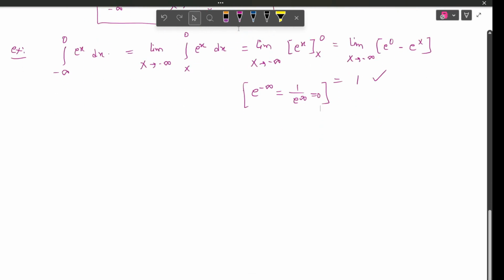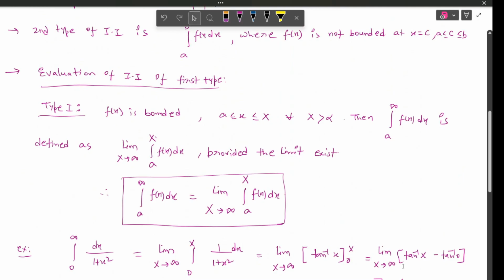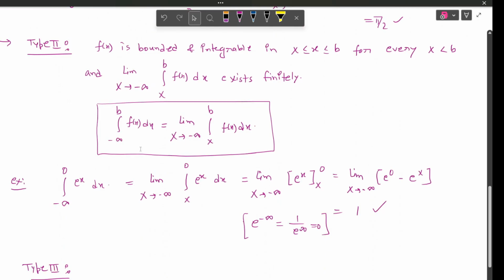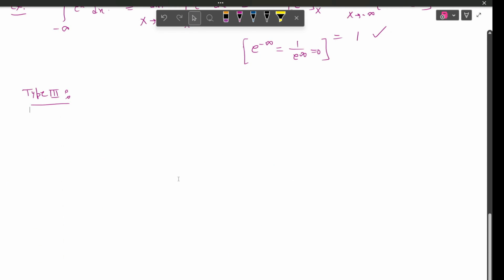Now here, in the first type we have another form, that is type 3. So let us see that type 3. Now see, in the first type we have seen that the upper limit is infinite. In the second type we have seen that the lower limit is infinite. So there may be some cases where both of the limits are infinite. So that falls under type 3.